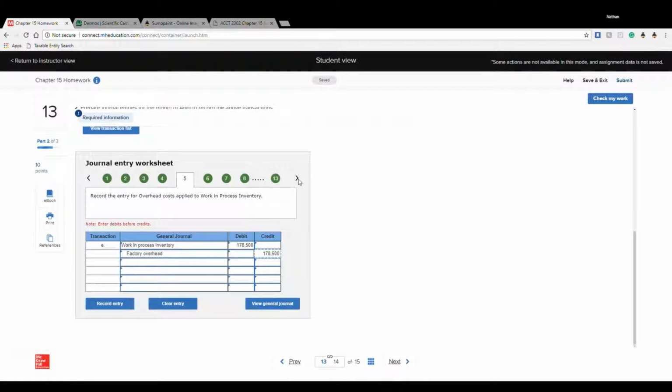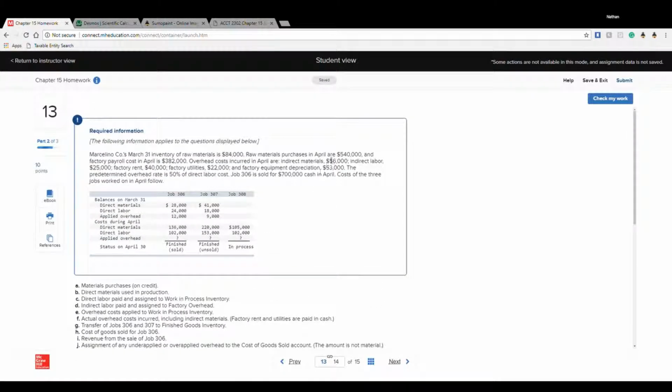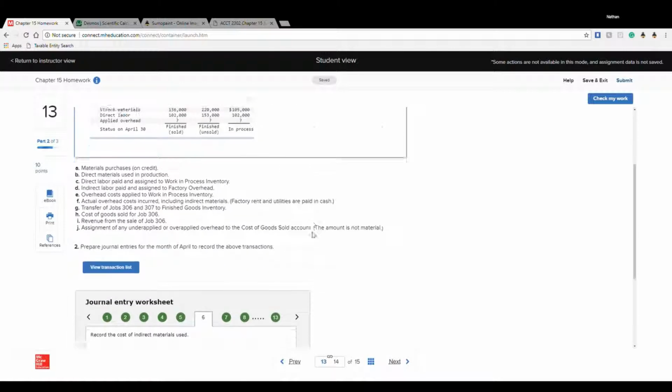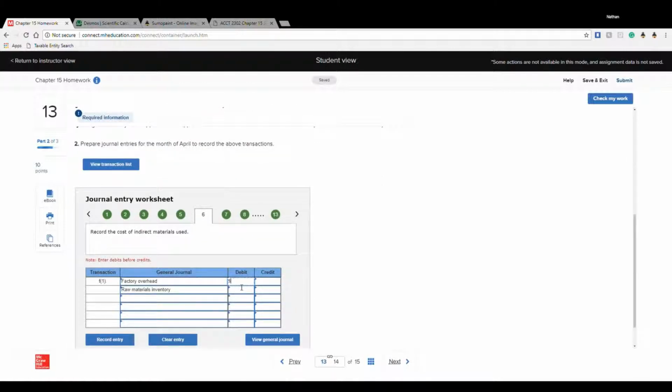Okay, question 6. Record the cost of indirect materials used. Okay, again, we know that's factory overhead. And since the materials, it's going to be raw materials inventory. We look up here, and it was 56,000. Okay, so far so good. Nothing too crazy going on.